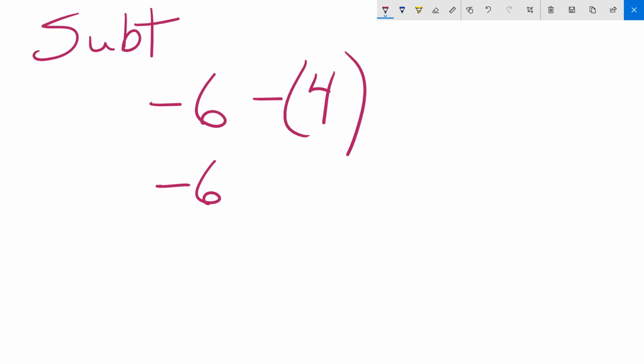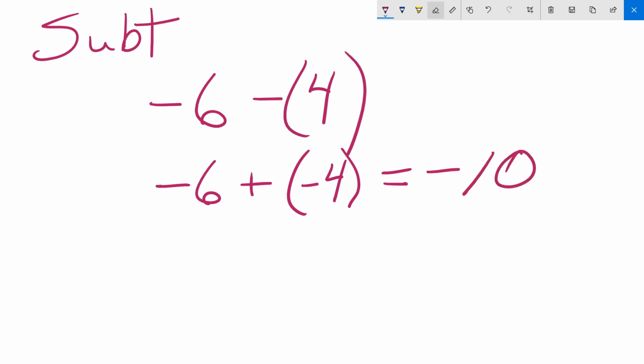No. Turn it into an addition problem. What do you have to do? I want to know every step. We have to turn the middle sign into an addition. So then what happens to the 4 once you do that? What do you have to do to the 4? You turn it to a negative. Now do the problem. Negative 10. There you go.